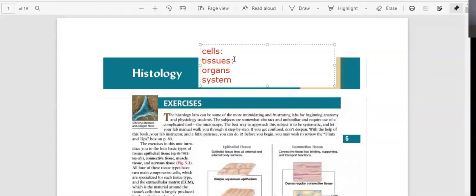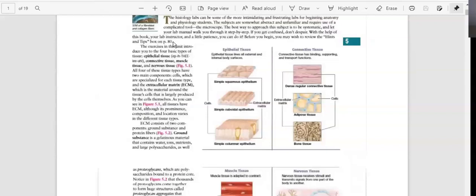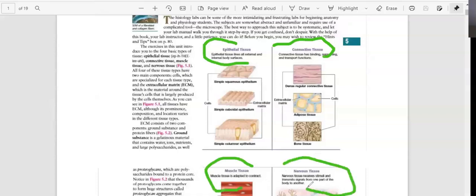So what makes up a tissue? Cells, right? So every single time we talk about tissues, we will have to talk about cells. Then we have 4 primary tissues, and the 4 primary tissues are these ones. You have epithelial tissue, connective tissue, muscle tissue, and nervous tissue. Okay, so those are the 4 primary tissues.